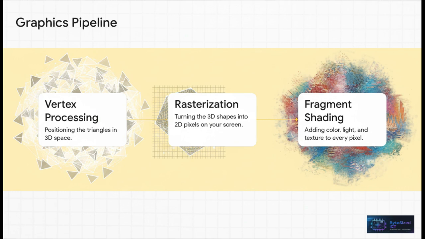First up, vertex processing figures out where the corners of all our triangles are supposed to go in the 3D world. Next, rasterization takes that 3D blueprint and basically squishes it down onto the flat 2D grid of pixels that is your monitor. And then, the final step, fragment shading. That's where the image really comes alive. This is where every single one of those pixels gets its color, lighting, and texture.